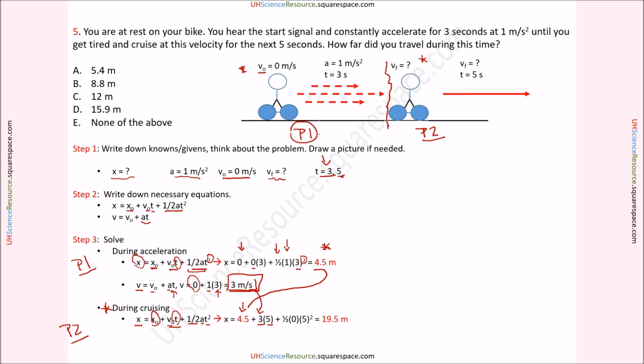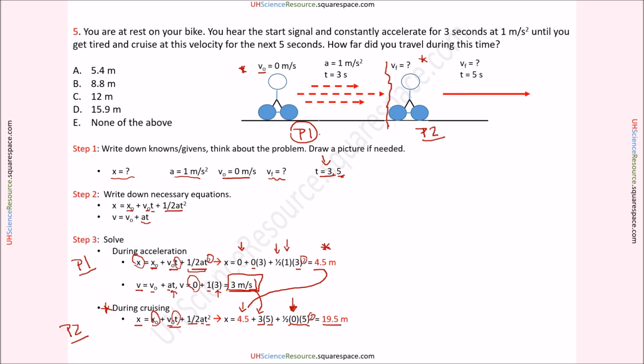Then we're going to add the acceleration component, which is 1/2 times the acceleration. Remember that we're too tired to accelerate anymore, and so our acceleration is just 0. And we're doing this for 5 seconds, so it's just 5 squared. We do the calculations, it comes out as 19.5 meters.